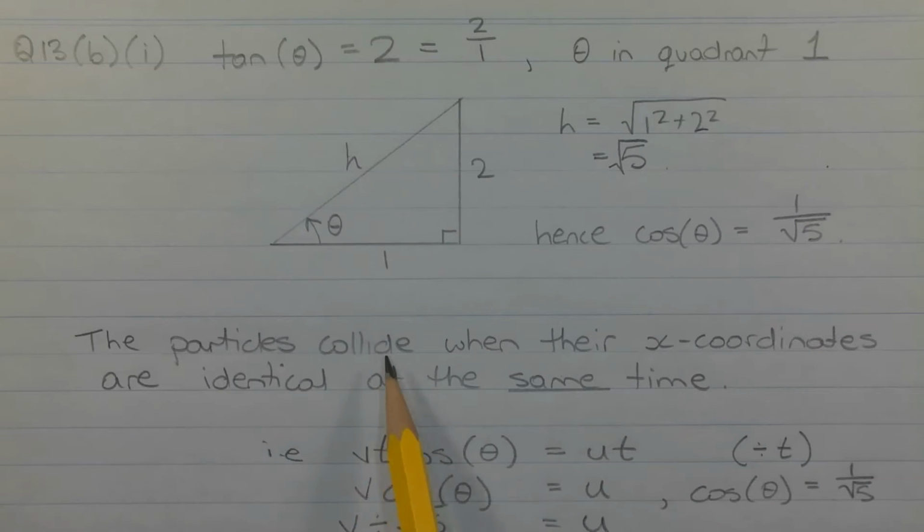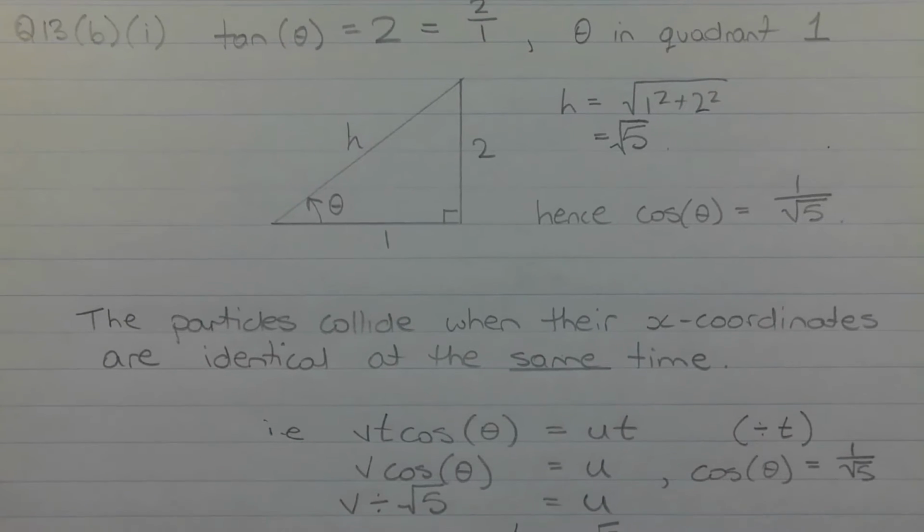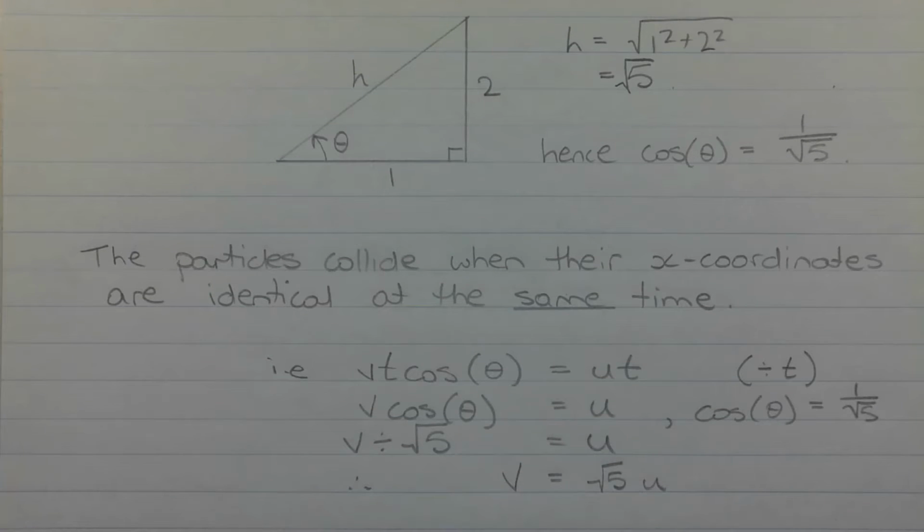Now the particles collide when their x-coordinates are identical at the same time. In other words, Vt cos theta is equal to ut. So we're equating the horizontal components of Ra and Rb. Now we're going to divide both sides of this equation by t, assuming t is greater than 0, of course. So we get v cos theta is equal to u. And we've previously shown that cos theta is equal to 1 over the square root of 5.